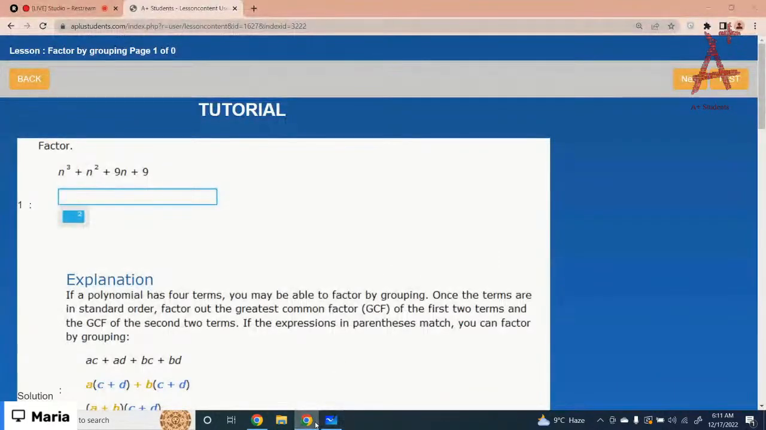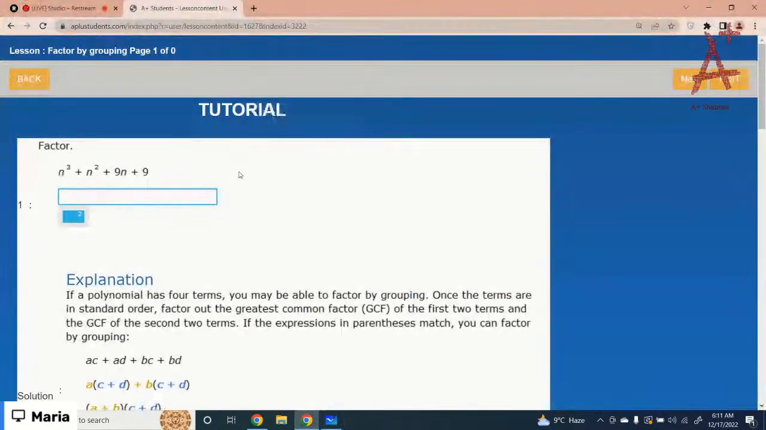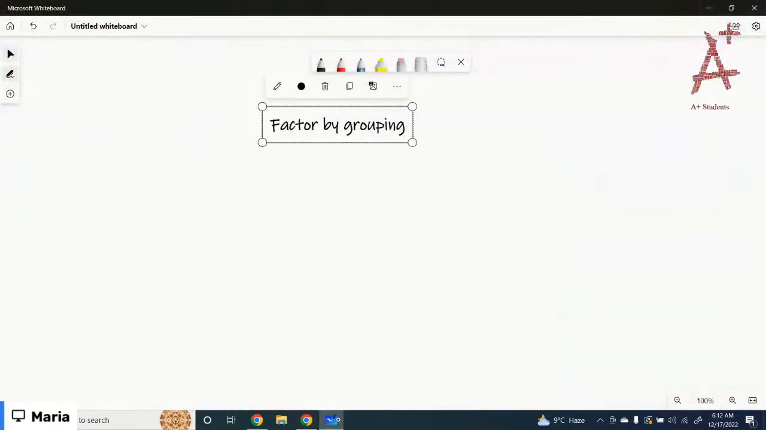The next one is factor by grouping. Let me start with the next lesson, that is factor by grouping. Let's start with the first one. It would be n cube plus n square plus 9n plus 9.